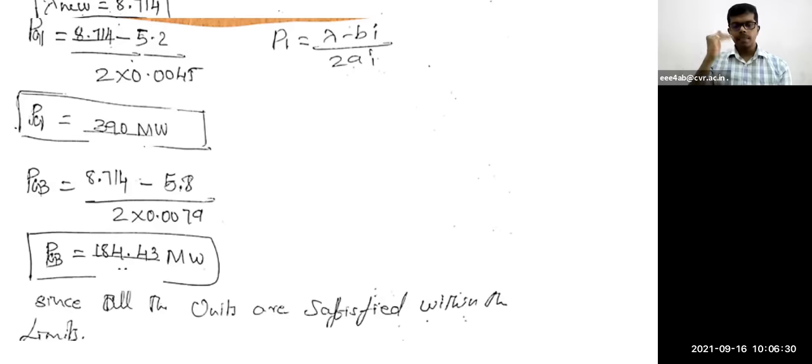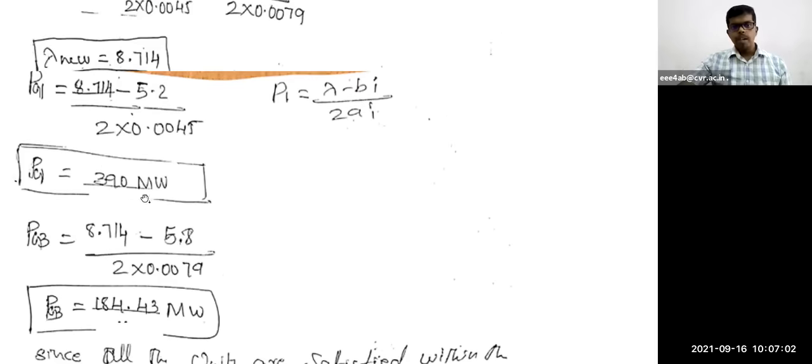And next, finally conclude. So generating units 1, 2 and 3, PG1, PG2, PG3, satisfy the demand, and also they satisfy the minimum and maximum operating limits. Like that, you conclude. If you conclude like this, you can get full marks. If you stop up to this, without any conclusion, you'll be losing 1 or 2 marks. And units, whenever you are writing, write the units nearby.